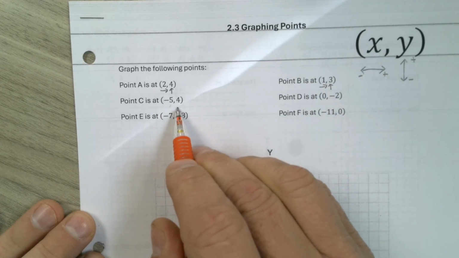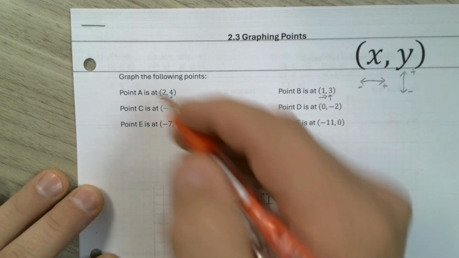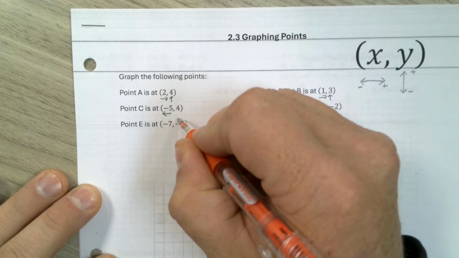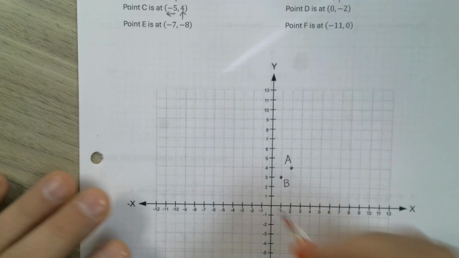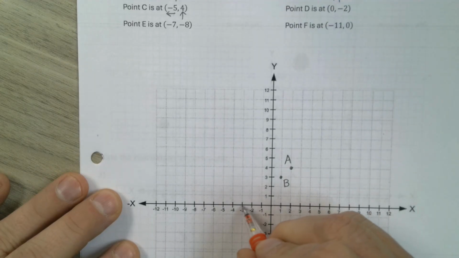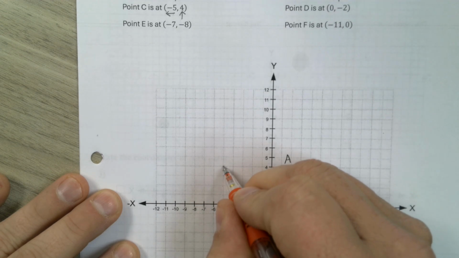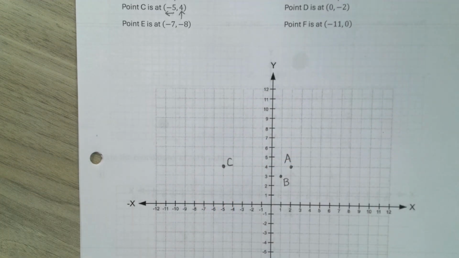All right, let's take a look at the next one. Negative 5, 4. So once again, first value is left and right, but this is negative, so this is going to say 5 to the left. This is positive, so it's still 4 up. So for our next point, we're going to count 5 to the left, 1, 2, 3, 4, 5, and then count 4 up, 1, 2, 3, 4. And that's going to be point C.